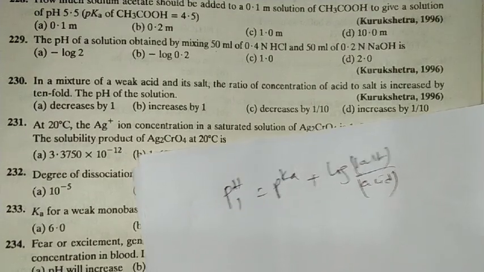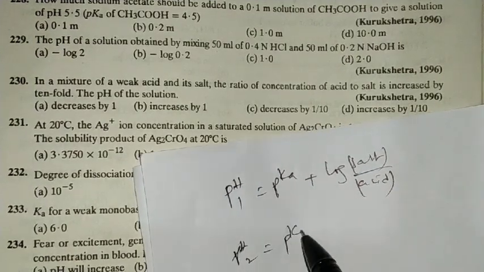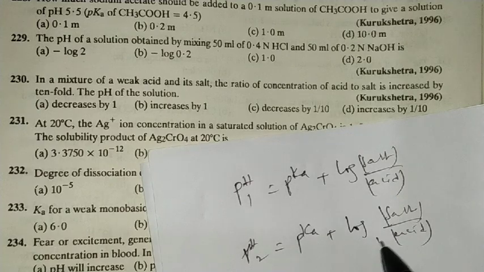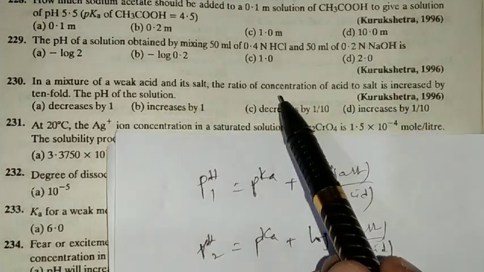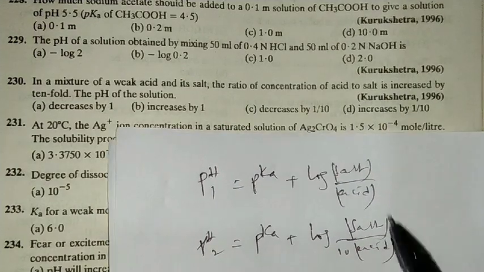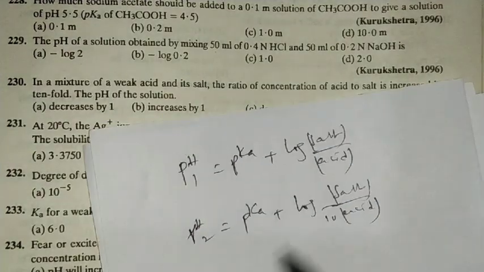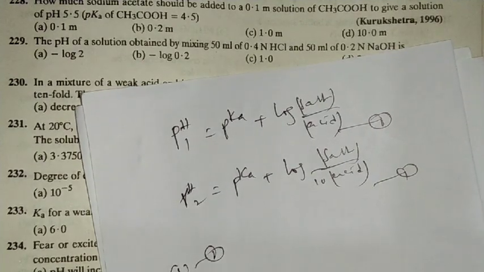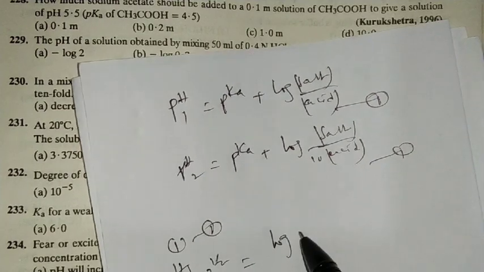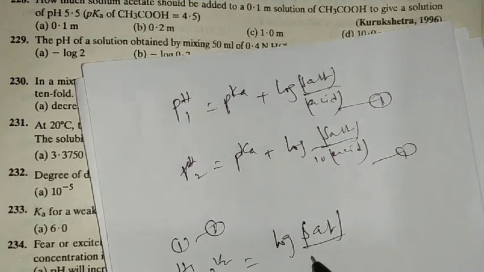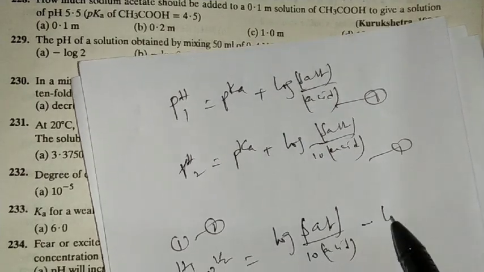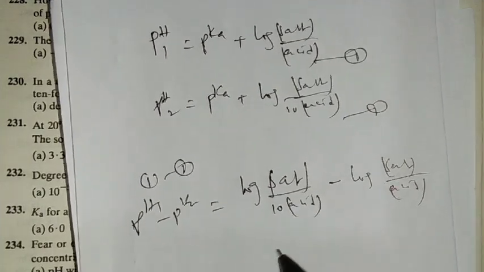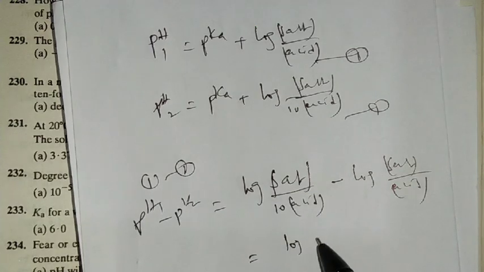Acid to salt, that means suppose if you take this as pH1, so pH2 equal to what will we get here, pKa plus log salt by acid, you can multiply with 10 in the denominator, because here they gave ratio of concentration of acid to salt, but here salt to acid, that is divided by 10. So if you take this as equation 1 and equation 2, you can take 1 minus 2, that means pH1 minus pH2, what will we get here, log salt concentration by 10 into acid concentration minus log salt concentration by acid concentration. Is it okay? So if you simplify this term, you'll get log 10 power minus 1.